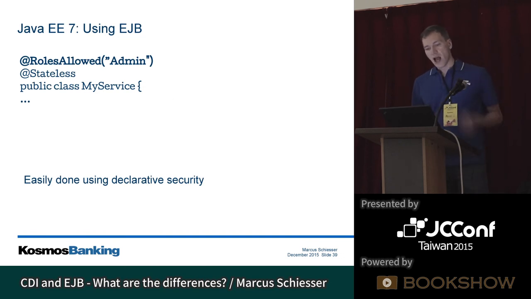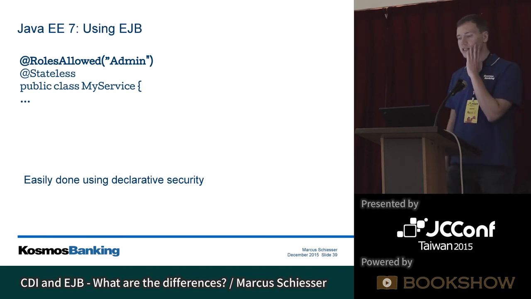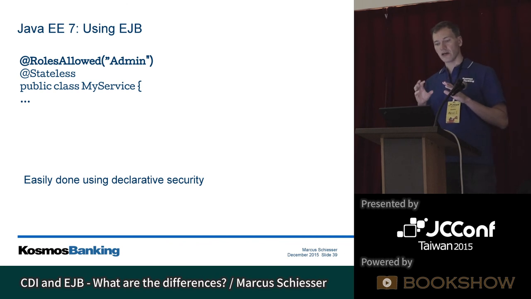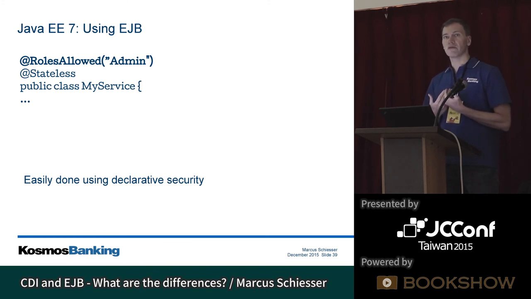So how does it look with Java EE 7 just using EJB? That's pretty simple actually to do that. We have there our service class. We put in the stateless annotation, and it's a stateless EJB. And we do another annotation where we say that we only allow the admin role. And then we're basically done.